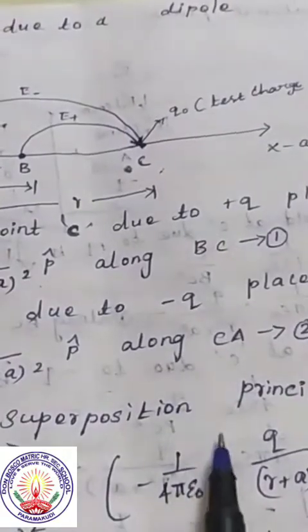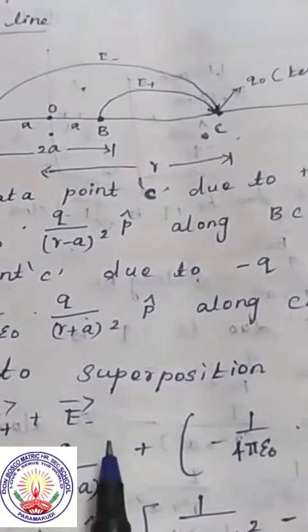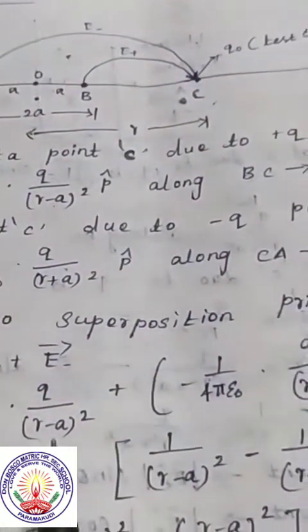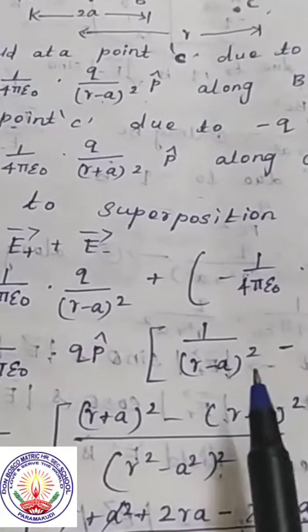Next we have to apply the superposition principle. So E vector is equal to E plus vector plus E minus vector. So substitute these two equations. After substituting, we take Q and P cap common outside and carry the remaining terms inside. And what format is this? 1 by (R minus A) the whole square minus 1 by (R plus A) the whole square.